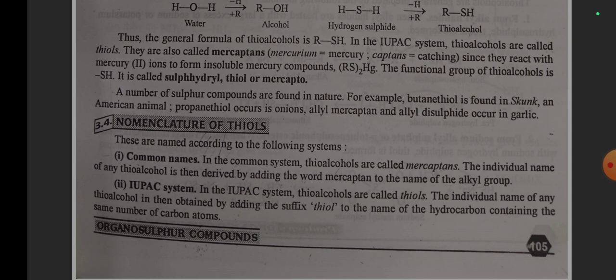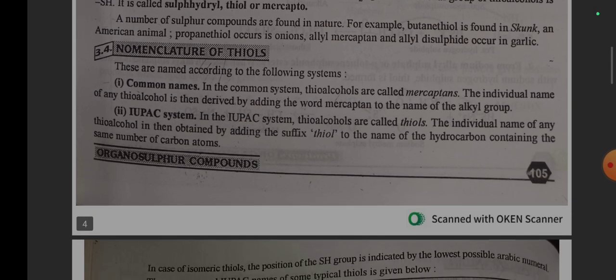A number of sulfur compounds are found in nature. For example, butane thiol is found in skunk, an American animal. Propane thiol occurs in onions. Allyl mercaptan and allyl disulfide occur in garlic.